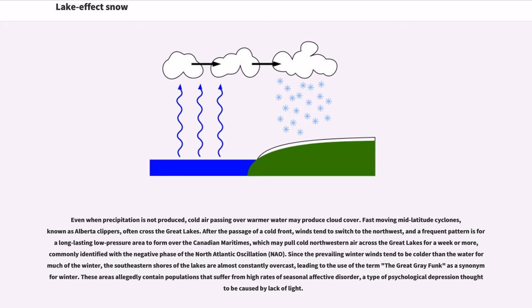Since the prevailing winter winds tend to be colder than the water for much of the winter, the southeastern shores of the lakes are almost constantly overcast, leading to the use of the term the Great Grey Funk as a synonym for winter. These areas allegedly contain populations that suffer from high rates of seasonal affective disorder, a type of psychological depression thought to be caused by lack of light.